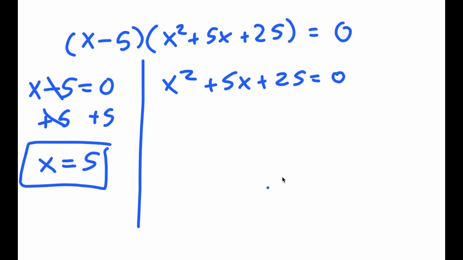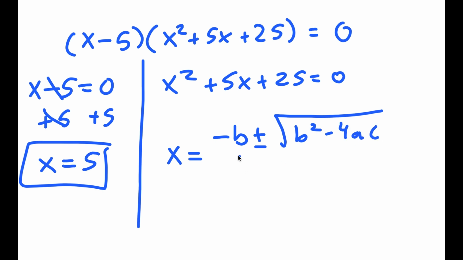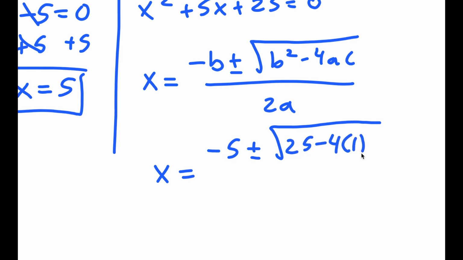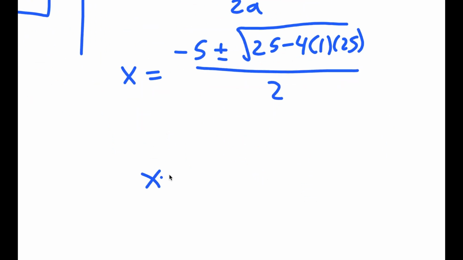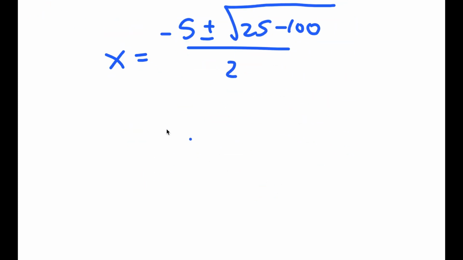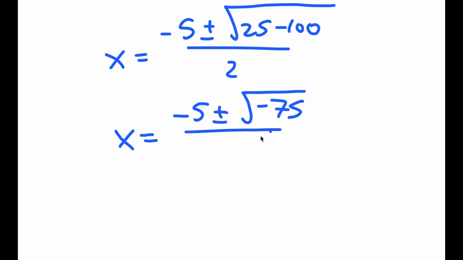And now to solve x squared plus 5x plus 25 equals 0, I'm going to use the quadratic formula, which is negative b plus or minus the square root of b squared minus 4ac all over 2a. So this turns into negative 5 plus or minus the square root of 25 minus 4 times 1 times 25 all over 2, which is equal to negative 5 plus or minus the square root of 25 minus 100 over 2. And this is equal to negative 5 plus or minus the square root of negative 75 over 2.